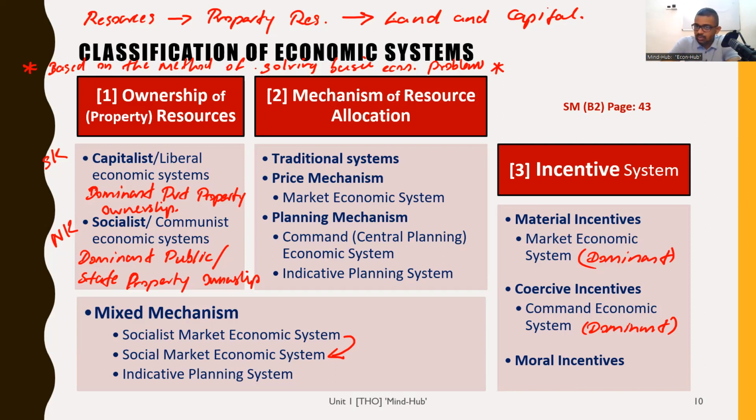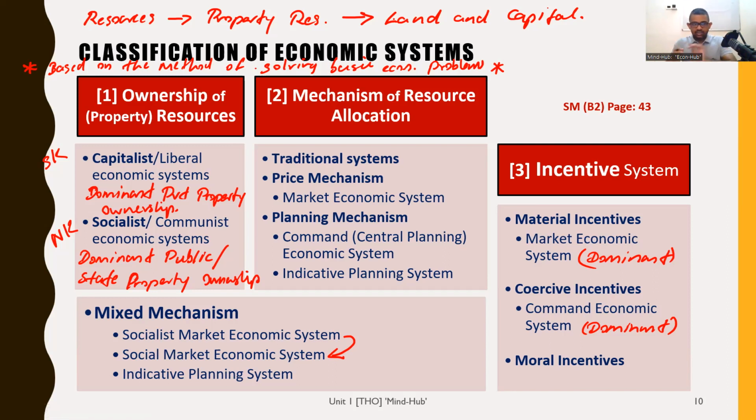Command system, I said it's about preparing medium and long-term plans. The word command comes from that authority we give to the government in a command system to make decisions on behalf of us. That's how we classify economic systems.